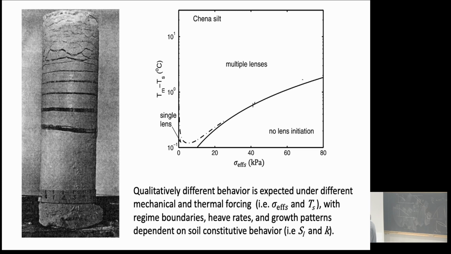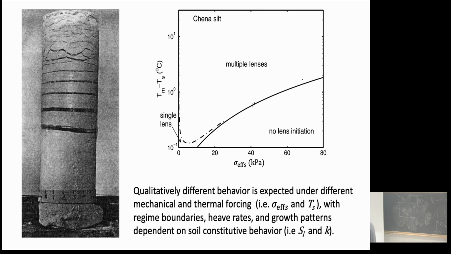And if we start off with no load, we would be on this point on the axis, and if we made the surface temperature cold but not too cold, we could grow needle ice, and that's this regime in here. If we make it too cold, then the ice is going to invade the pore space too quickly, and we won't be able to form needle ice anymore. We'll be in this regime down here where the multiple lenses form.